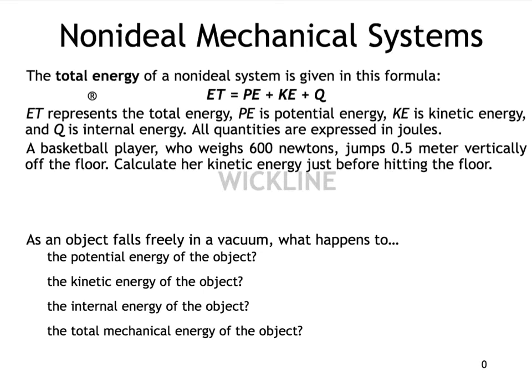Here's an example. We have a basketball player who weighs 600 newtons, and she jumps half a meter vertically off the floor. Let's calculate her kinetic energy just before hitting the floor. So I got a diagram to start us out. She's falling, and she has potential energy from where she is. We're going to calculate the kinetic energy, because what I'm going to say here is that the potential energy that she has is equal to, and also becomes, her kinetic energy. So I'm going to solve for her potential energy, but that will be my answer for the kinetic energy question.